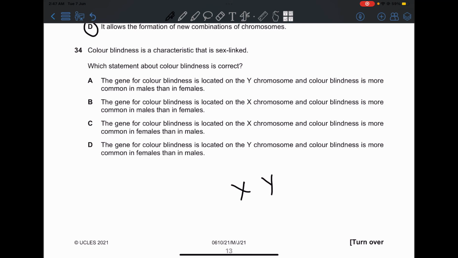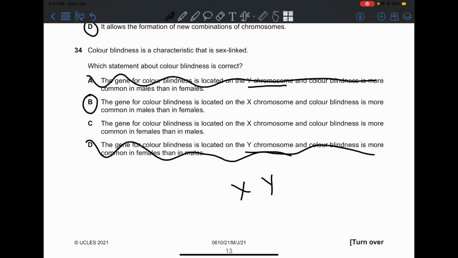The gene for the color blindness is located on the X chromosome, and the color blindness is more common in males than in females. Now this is the correct option, and I didn't read this one because it says located on the Y chromosome, and this is incorrect. So we're not going to be choosing any of the A options, and C is incorrect because the color blindness is going to be more common in males than in females.